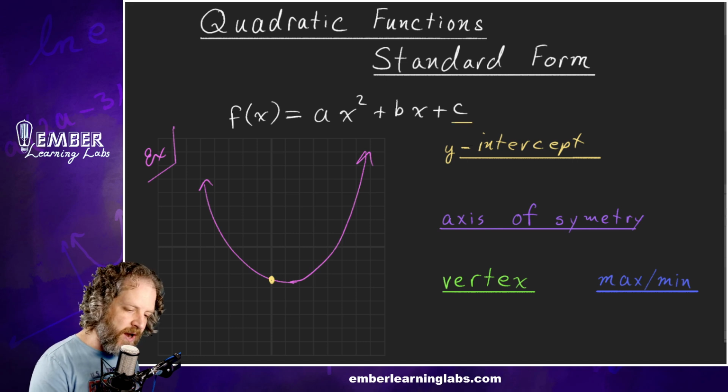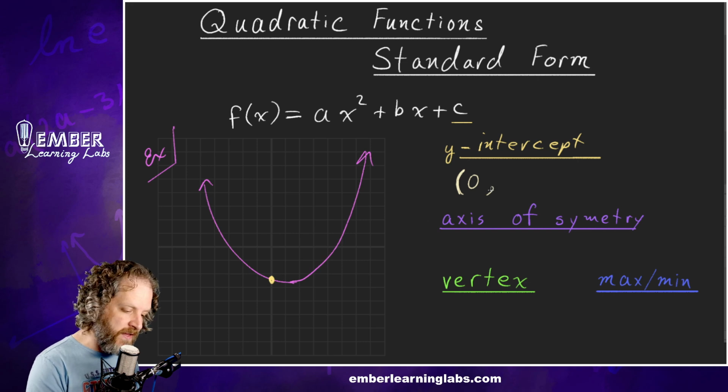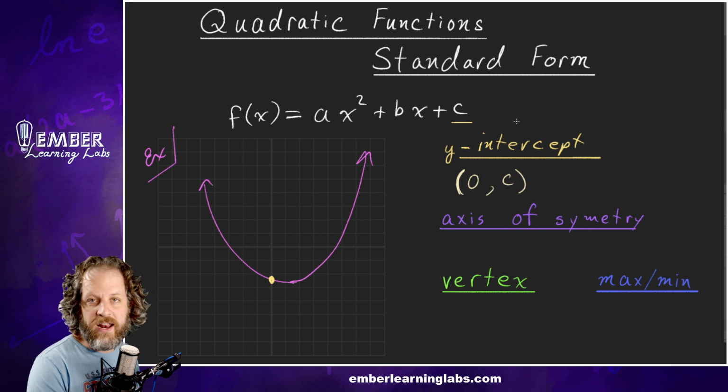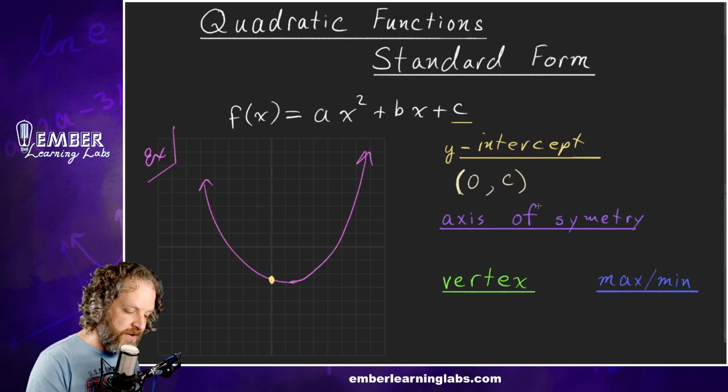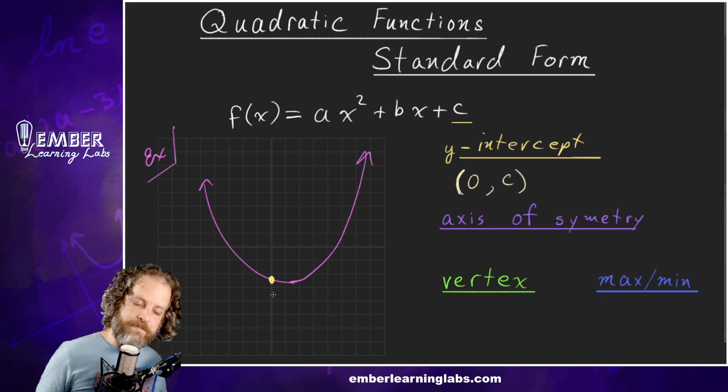So let's go ahead and write that out here. For the y-intercept, it is the point (0, c): 0 for the x, right? We don't go left or right any, and then c. And that's always true. If the quadratic function is written in standard form, we've already got a point on the graph. Y-intercept, easy peasy.